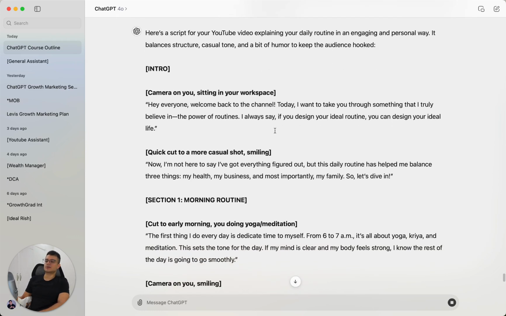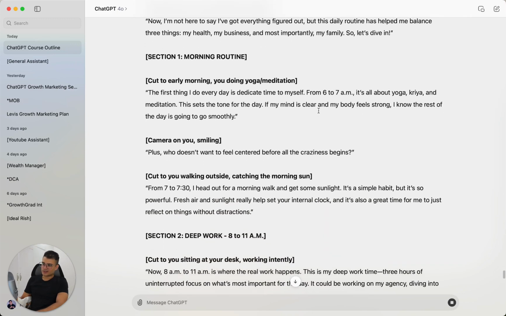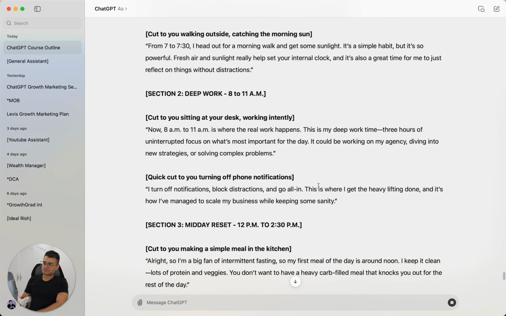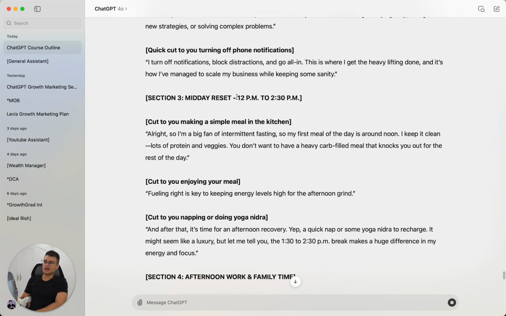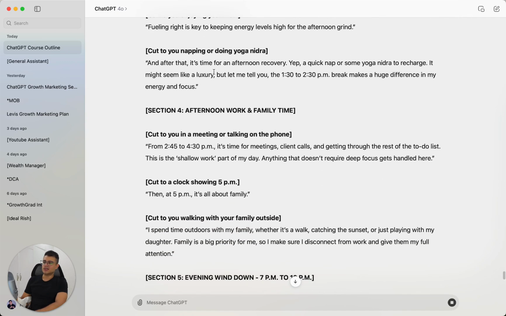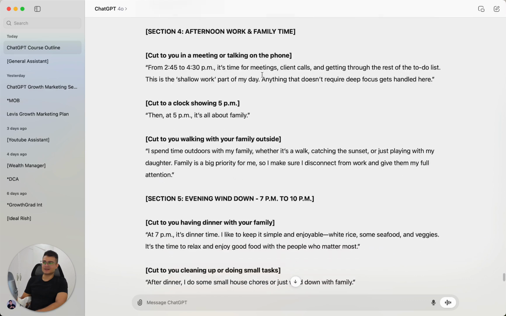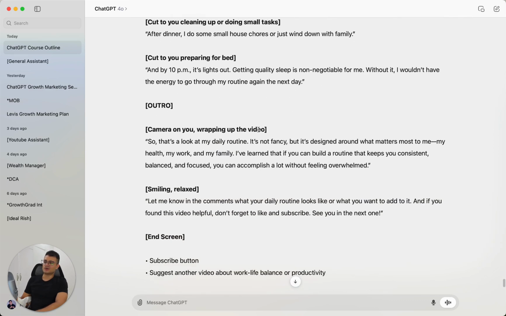But here's a script. So, camera on you, sitting in the workspace. Hey everyone, welcome back to the channel. Today I want to take you through something which I truly believe in, the power of routines. So yeah, this is good stuff. Deep work, there are some camera cuts that it suggested. Of course, this needs someone running around with me and a camera, doing my yoga nidra in the evenings, in the afternoons, after lunch. Camera on you, wrapping up the video.